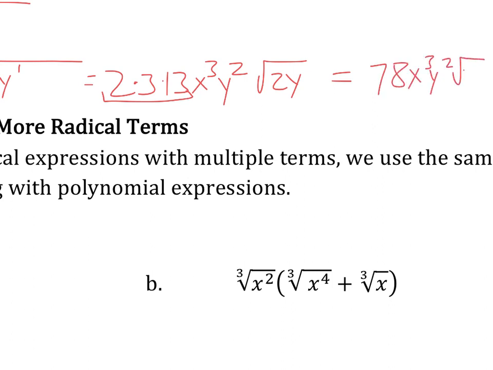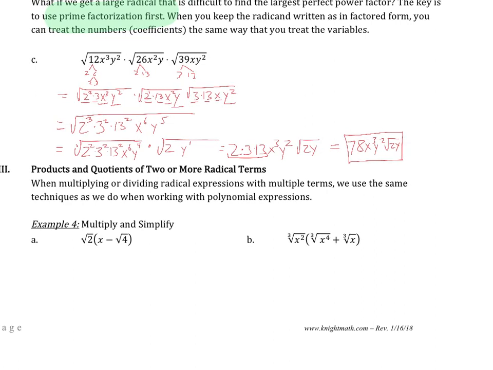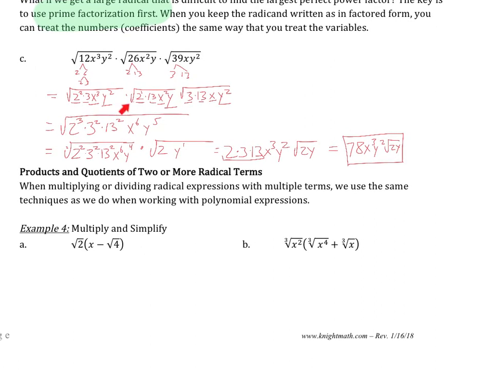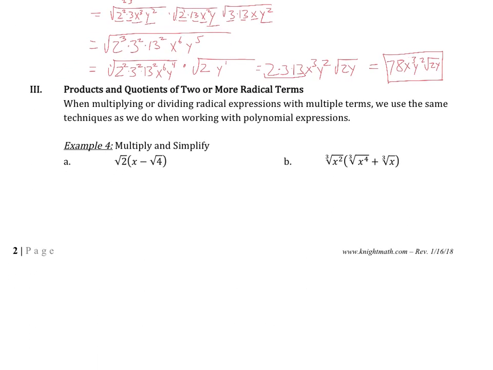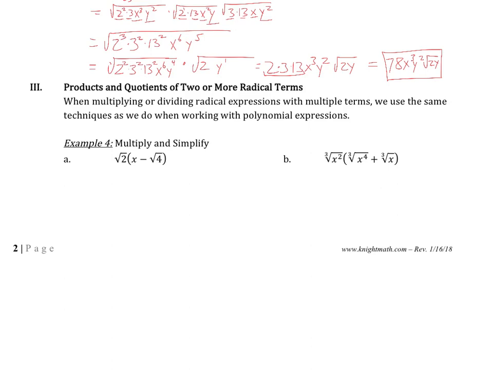There it is. Okay, kind of a big one there, but breaking it up and keeping it in factored form can help. All right? So next we're going to look at what if we have 2 or more terms in the radical.